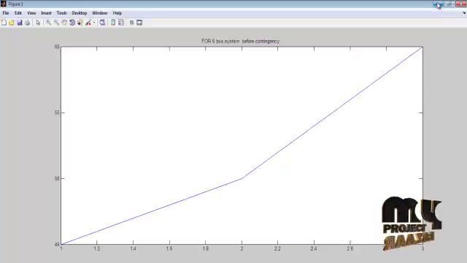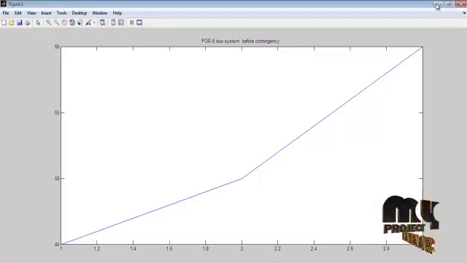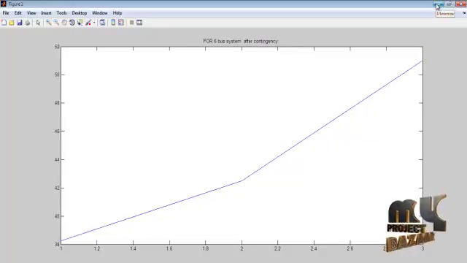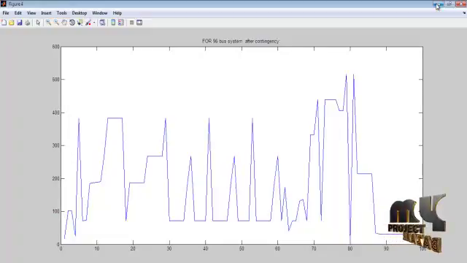So first one is the 6-bus system before contingency. Here there are totally 6 values. Then this is the after contingency result for the 6-bus system, and this is the 96 bus system before contingency value, and this is the after contingency value for the 96 bus system. So this is the way to calculate and derive the objective function.